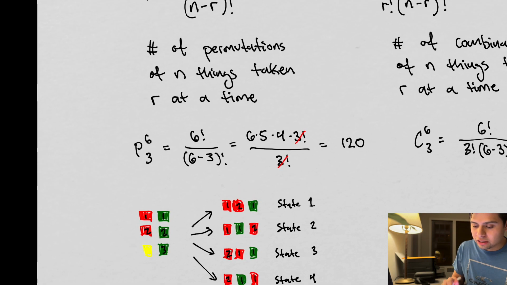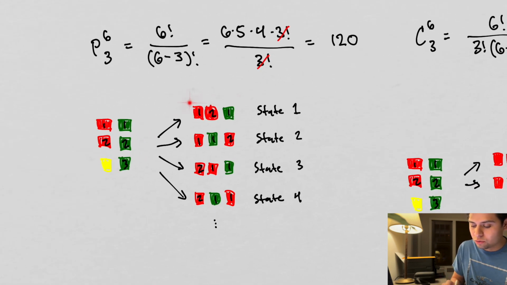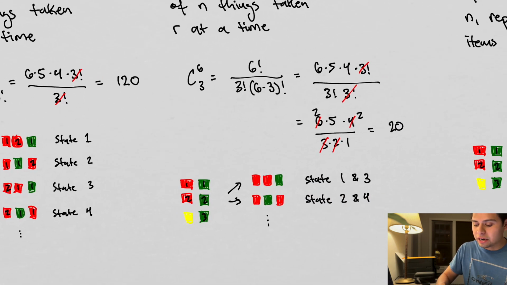So permutations, again, are when the order matters, right? So this is one particular state, and it's distinguishable from this state right here. Even though we have red, red, green, red, red, green, even though the color is the same, if we were to label them with a little mark or with numbers as I have here, this state is actually different than this state. Contrast that with combinations.